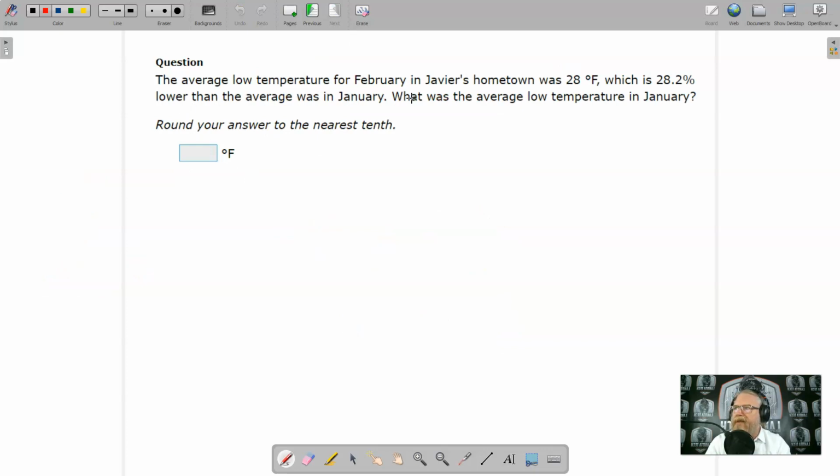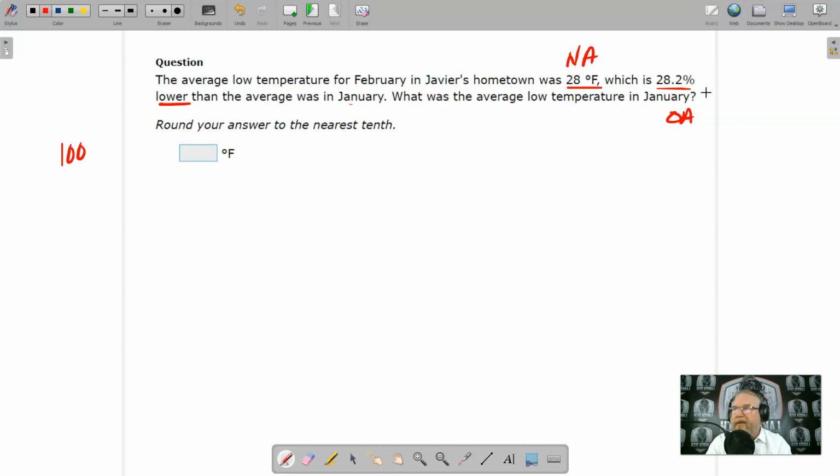The average low temperature for February in Javier's hometown was 28 degrees Fahrenheit, which is 28.2% lower than the average in January. What was the average low temperature in January? So this is the original amount. This is our new amount. And it is a decrease, right? Lower. So we know with a decrease, instead of seeing what we're losing, 28.2%, let's consider how much of the temperature we're going to keep.